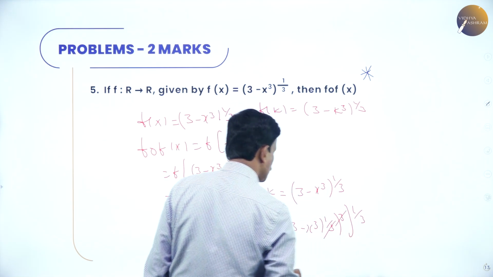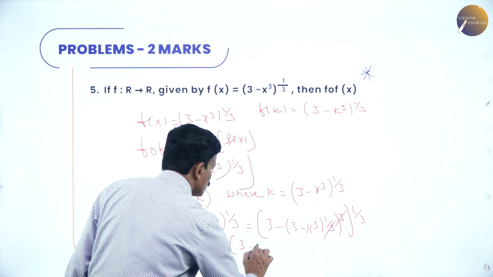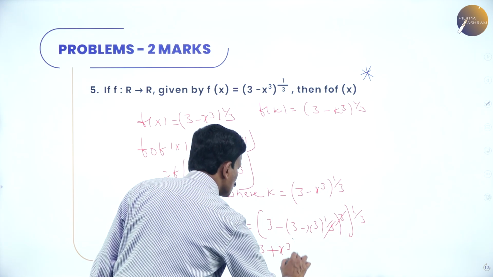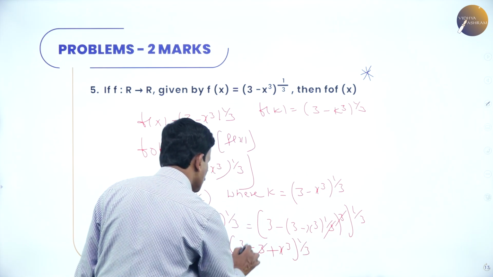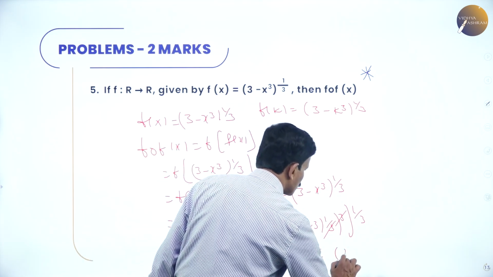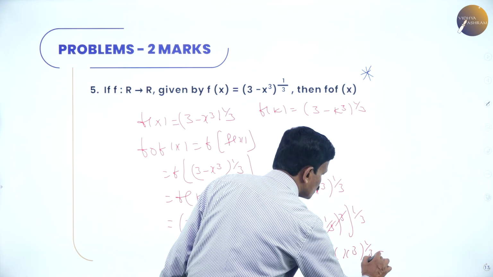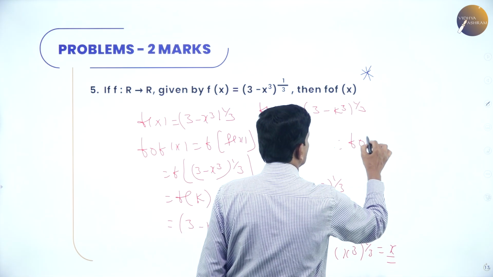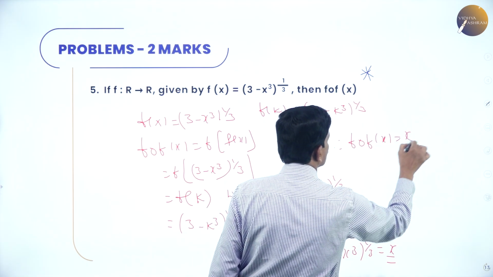So here this 3 and 3 get cancelled. This is equal to multiply by minus 3, minus into minus, plus x cube whole raised to 1 by 3. Minus 3 plus 3 gets cancelled. This is equal to x cube to the power of 1 by 3. So this is equal to x. So therefore we can say that f o f of x is always equal to x.